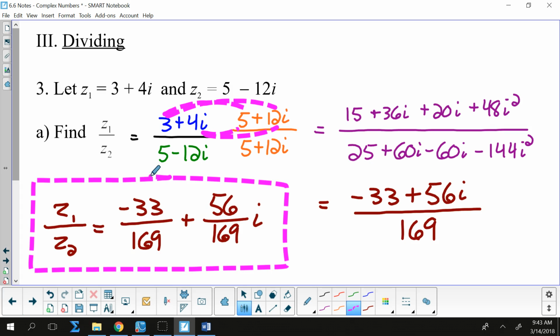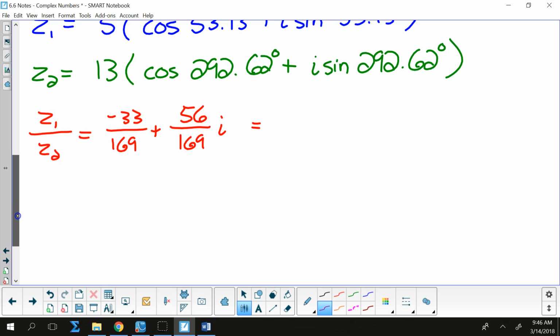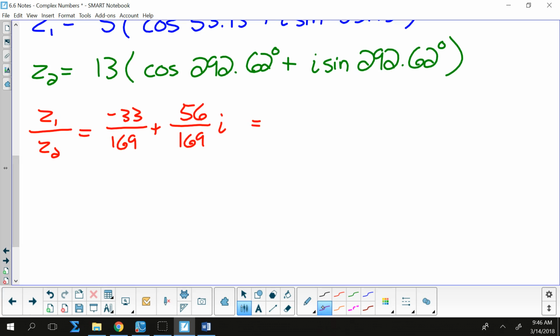Okay? Is the standard form, right? Now, what I want everyone to do is convert that into trig form. So convert z sub 1 divided by z sub 2 into trig form. We already converted z sub 1 and z sub 2 in the last problem, so I just rewrote those. So now walk me through the steps to converting z sub 1 divided by z sub 2 into trig form.